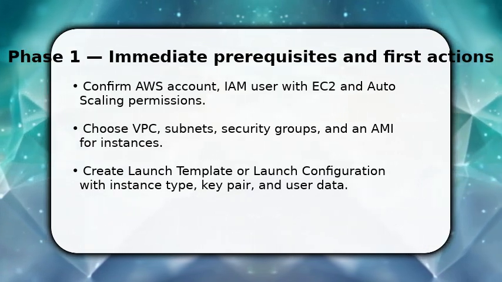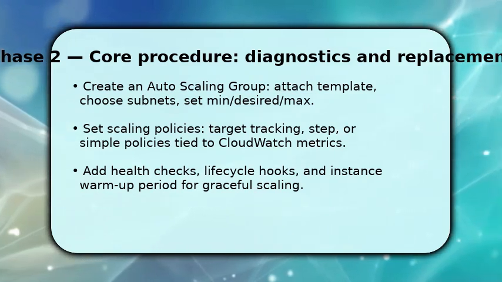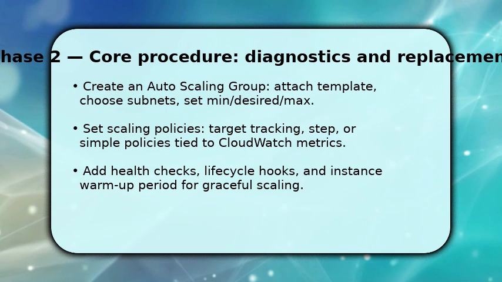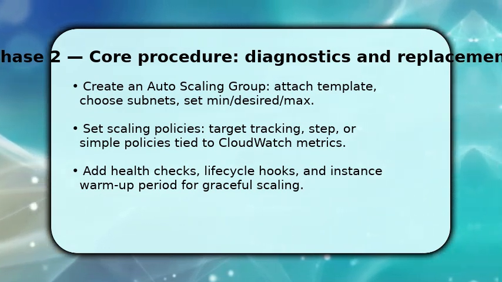Make sure to enable detailed monitoring if you want 1-minute metrics for scale decisions, and attach IAM roles for S3 or CloudWatch access. You now define the core scaling logic inside an auto-scaling group. Attach your launch template, choose subnets, and set min, desired, and max capacities based on expected load.